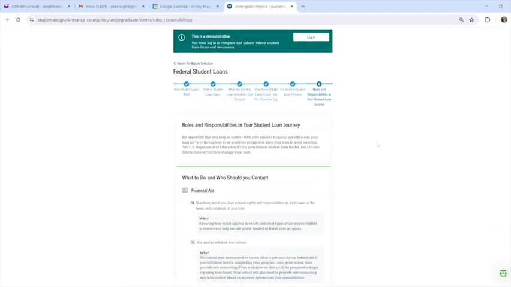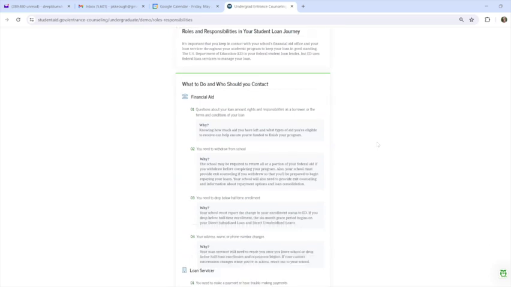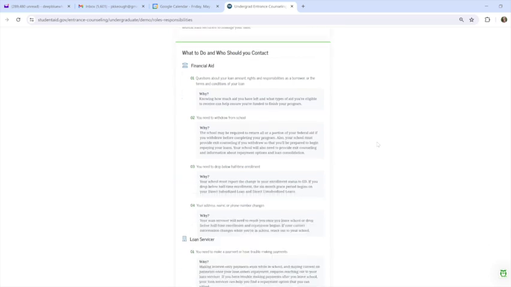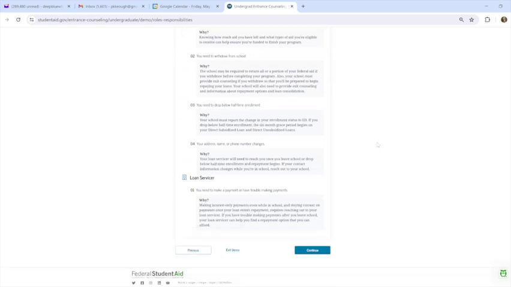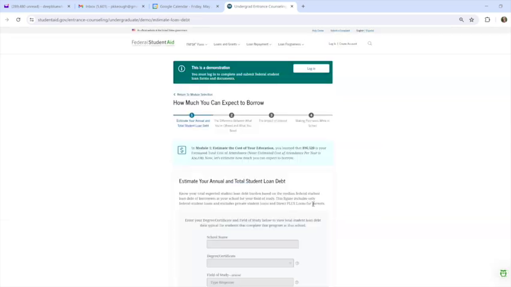And then it talks about your roles and responsibilities when you take these out. So take a minute, like I said, read through these questions about financial aid, about your loan servicer. The loan servicer is the entity that's holding the loan, and you will have one loan servicer. So if you take out these loans for 4 years, you should have the same loan servicer. You can log into the account and see the different loans that you've received. So they're just explaining that to you here. So now you've completed another module.